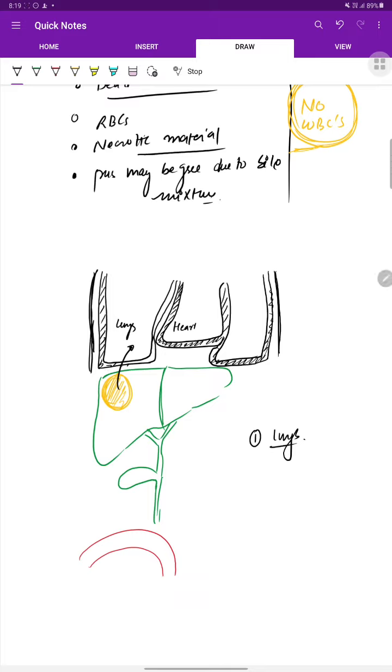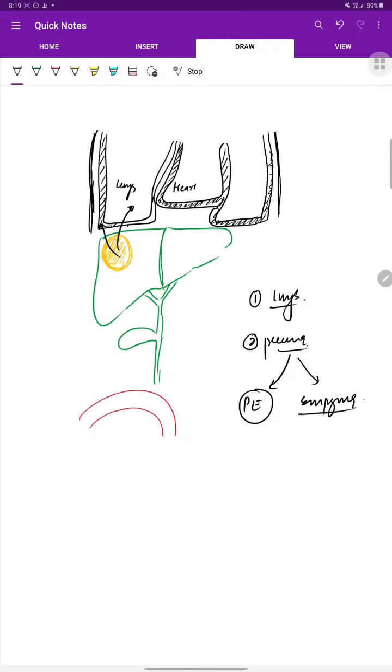It can go to the lungs, or it can go to the pleura. Pleura leads to the production of pleural effusion and empyema. The management here will be chest tube insertion, and we can drain it. Okay, cool. It can also go to the bare area of the liver.